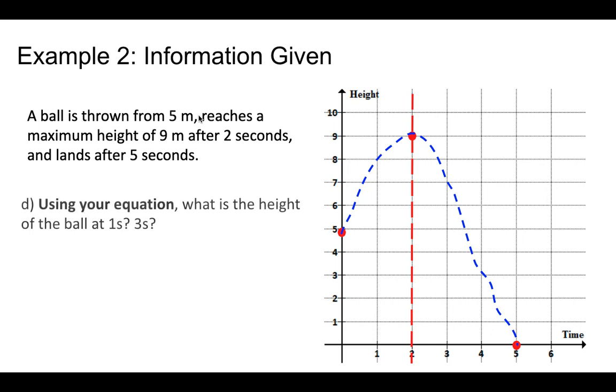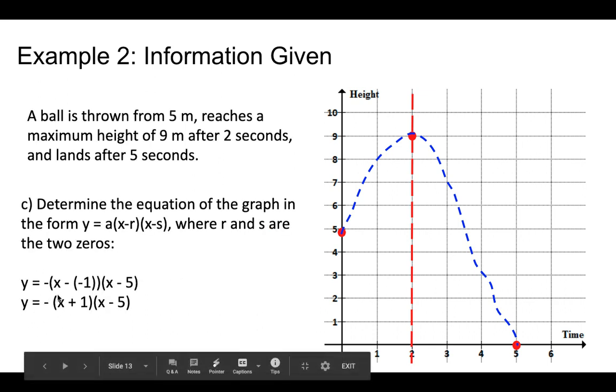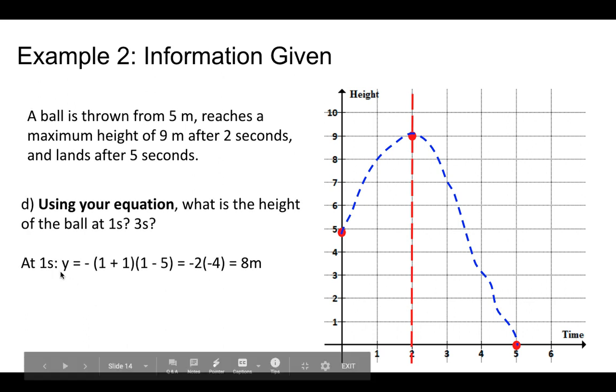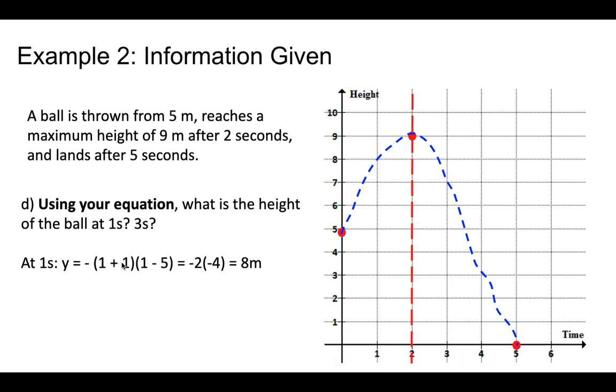Let's see what's next. So now using our equation, what is the height of the ball at 1 second and 3 seconds? At 1 second, we're going to put in x is 1. So we replace our x's with 1's. So 1 plus 1 for the first bracket is 2, and 1 minus 5 is -4. But don't forget that you have this negative sign in front. So you're going to do -1 times 2 times -4, which gives you 8 meters.